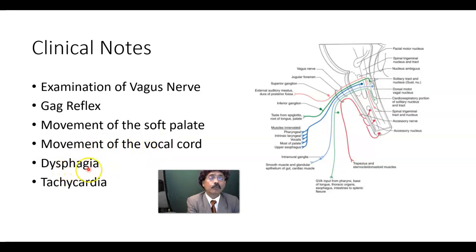Dysphagia, difficulty in swallowing, may happen when the esophageal muscle cannot coordinate properly, cannot contract or relax properly. If the vagus nerve is stimulated, then we'll get bradycardia. If the vagus nerve is cut, then we'll get tachycardia due to sympathetic overactivity.